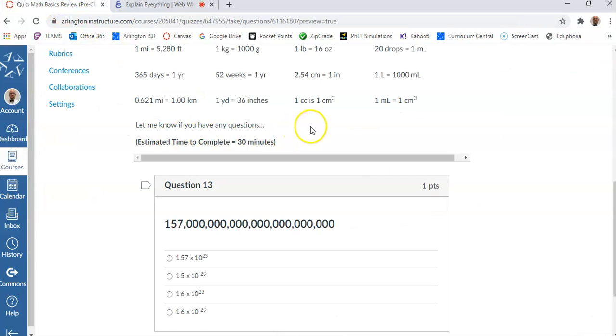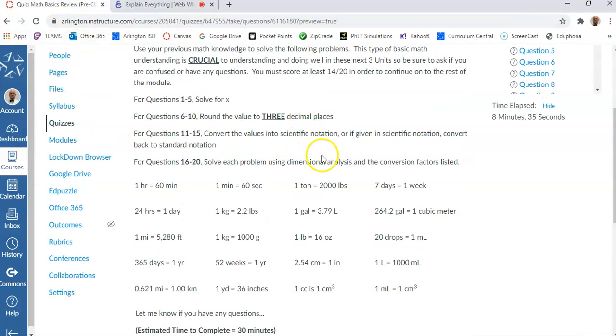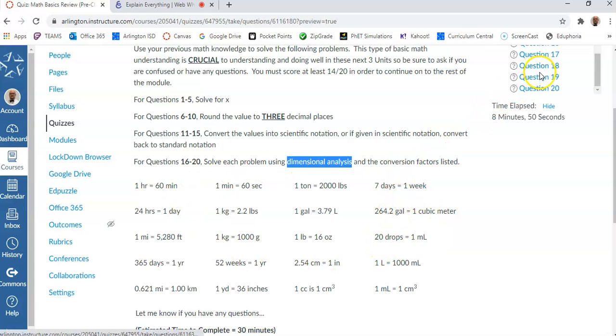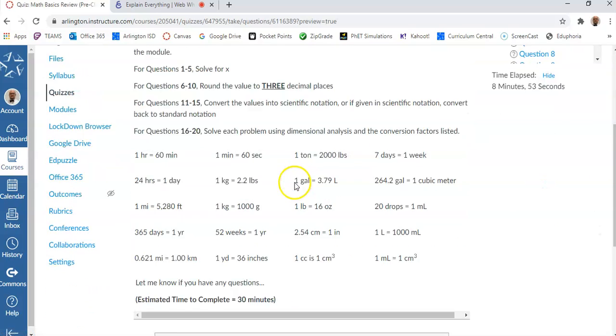Now, last but not least, the fourth section is going to be on dimensional analysis. That's a fancy word for changing units or unit conversions. I've given you a bunch of conversions up here to use for your conversion factors. Let's go down and find a question.